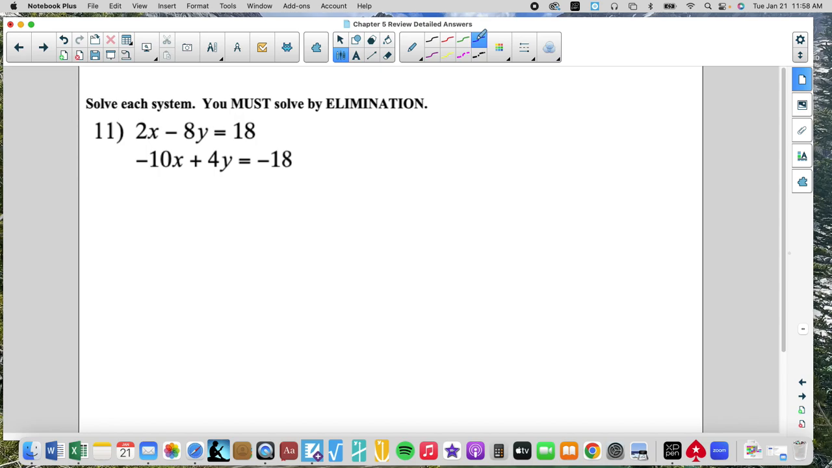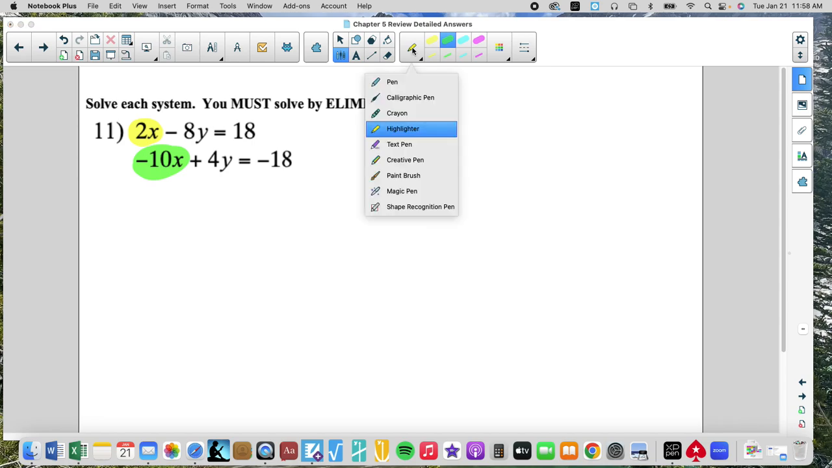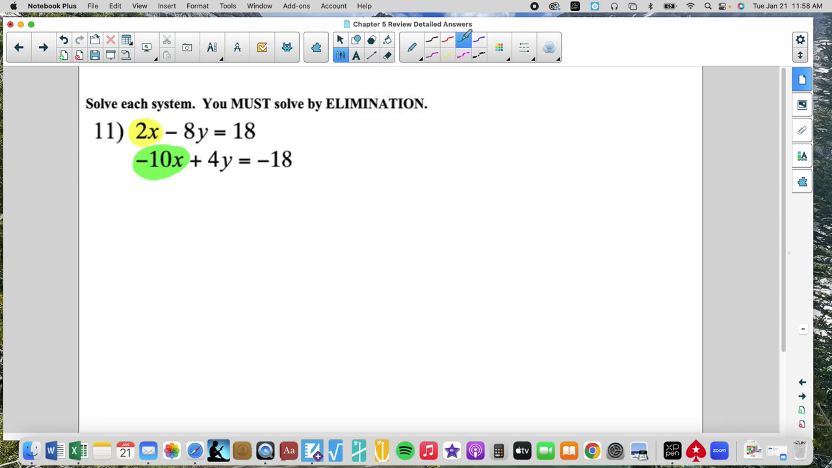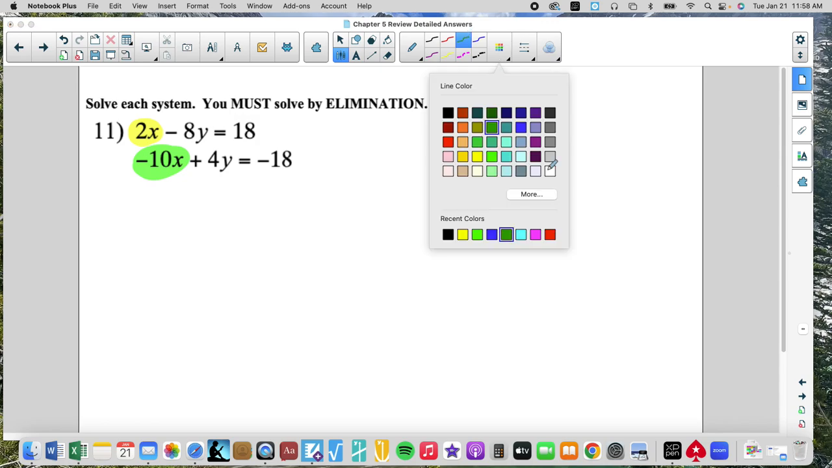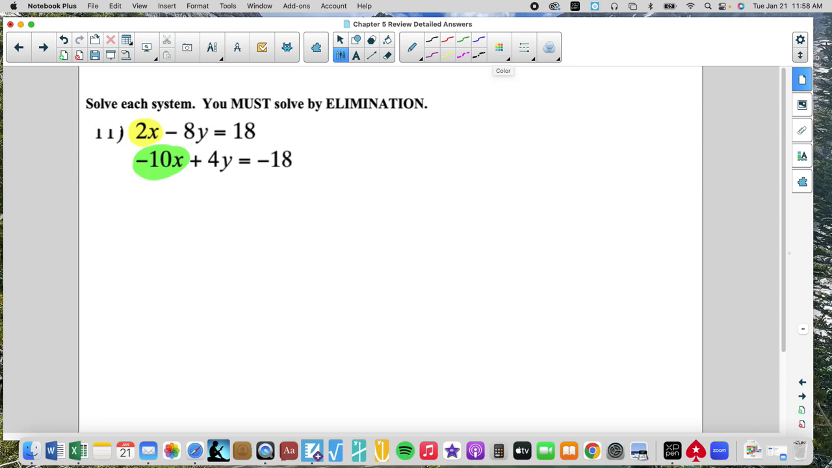So we first have to decide what variable I want to cancel. Let's choose x. Doesn't matter. So 2x and negative 10x don't cancel at the moment, but what could I do to the top equation in order to cancel the negative 10x? Well, I'd need the top equation to be positive 10x. So what times 2x would make positive 10x? Well, if I multiply it by 5.